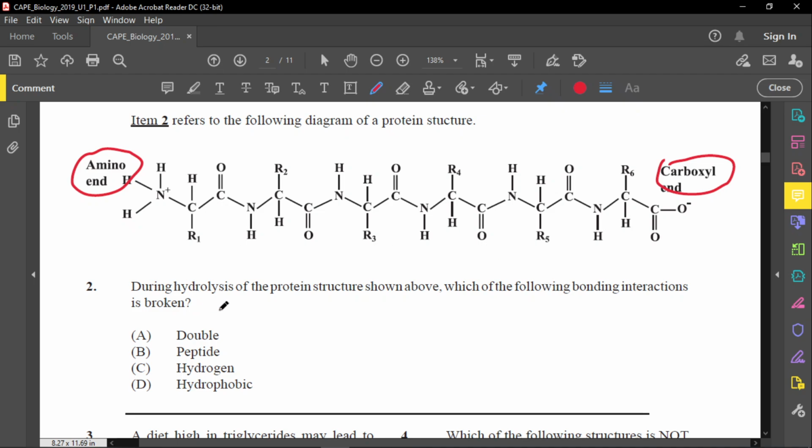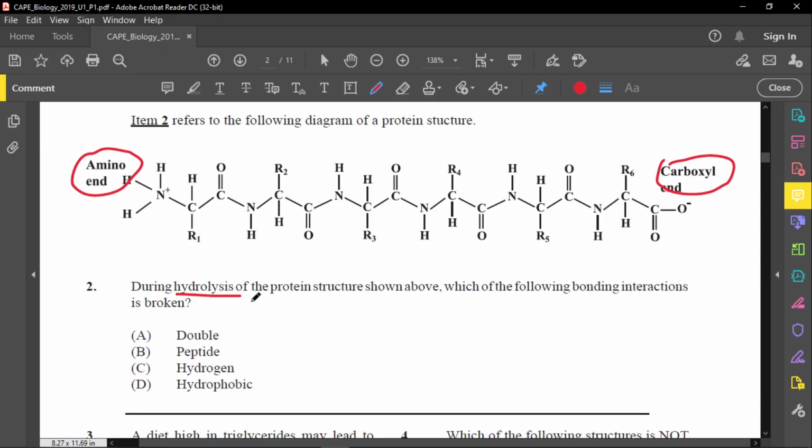However, let's go to the question. It said, during hydrolysis of the protein structure shown above, which of the following bonding interactions is broken? Now, the first thing you need to think about is what the word hydrolysis means, and hydrolysis actually means adding water to break, because lysis means to split or to break, and hydro means adding water.